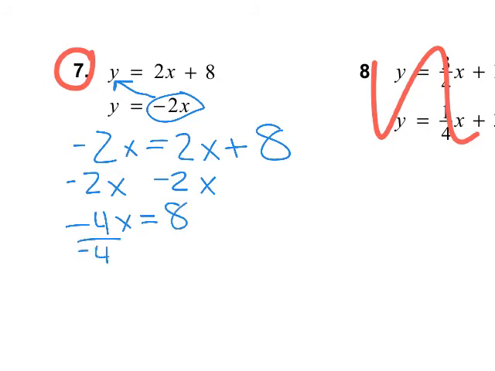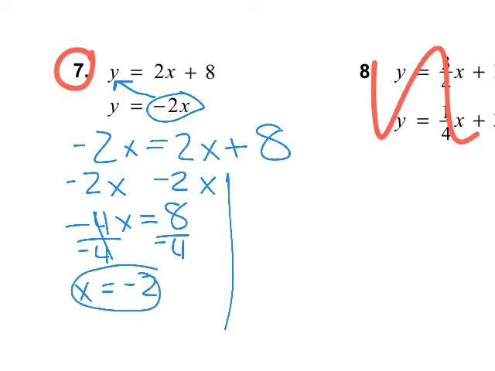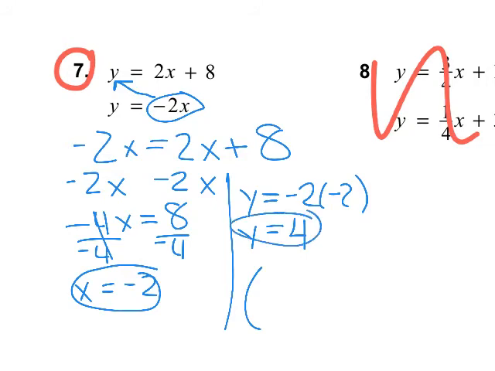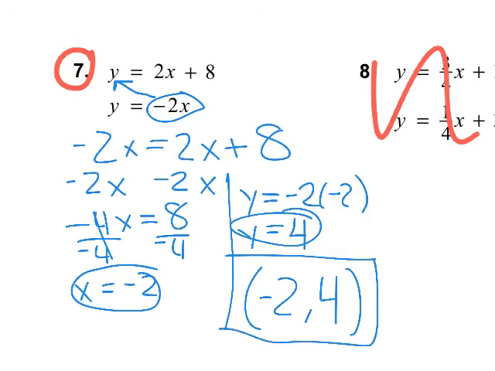I divide by negative 4 on both sides, and I end up with, well, not a final answer, but an answer of x equals negative 2. Remember, that's half of my answer. The other answer is the y part, so I could really use either equation here. Which one do you want to use, top or bottom? Bottom? All right, I'm fine with that. So y equals negative 2 times x, which we know is negative 2. So y is going to have to equal a positive 4. So I have an ordered pair answer of negative 2, 4. Always remember to finish off your answer with the ordered pair.